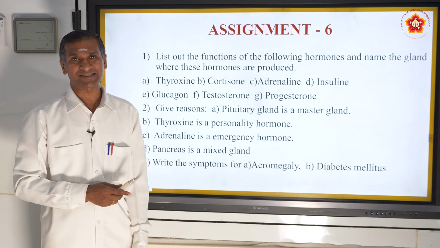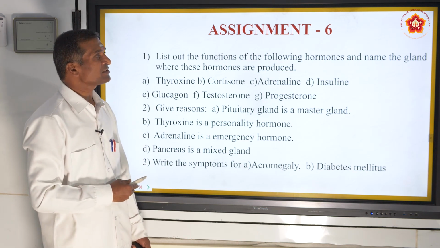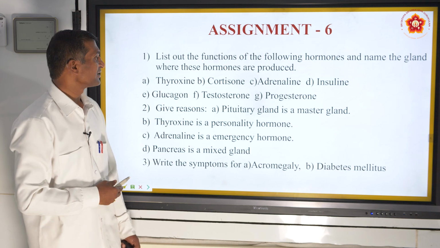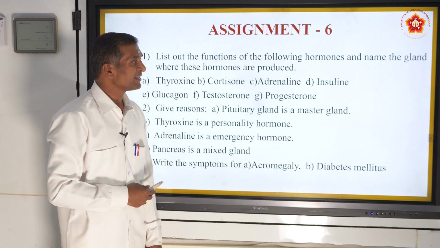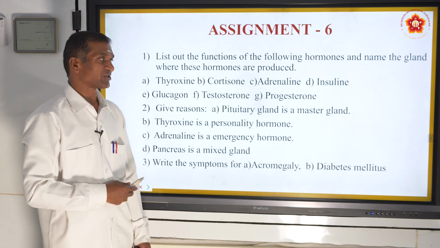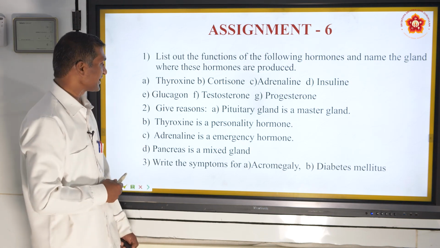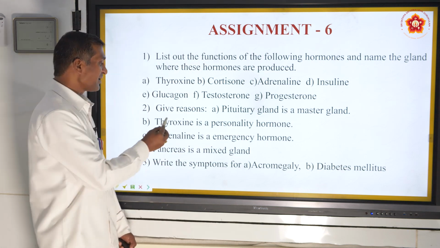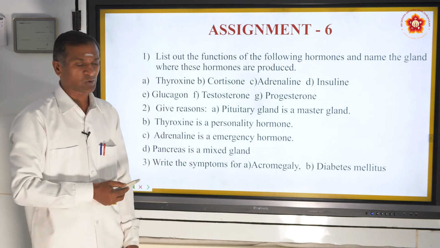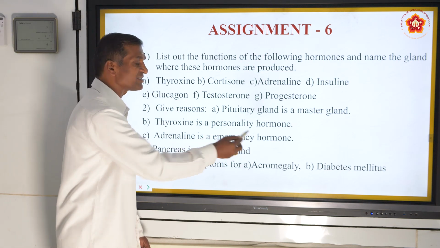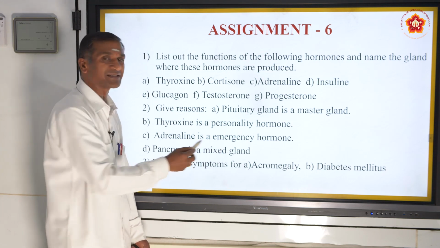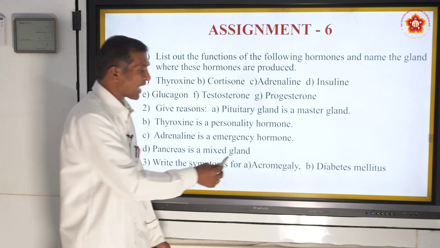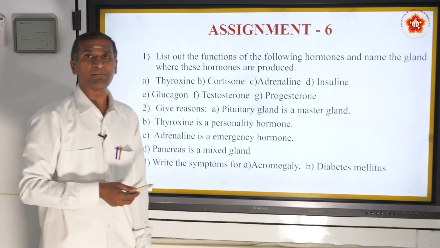Assignment 6. List out the functions of the following hormones and name the gland where these hormones are produced: thyroxine, cortisol, adrenaline, insulin, glucagon, testosterone, progesterone. Second question. Give reasons. Pituitary gland is a master gland. Thyroxine is a personality hormone. Adrenaline is an emergency hormone. Pancreas is a mixed gland. Third question. Write the symptoms for acromegaly, diabetes mellitus.